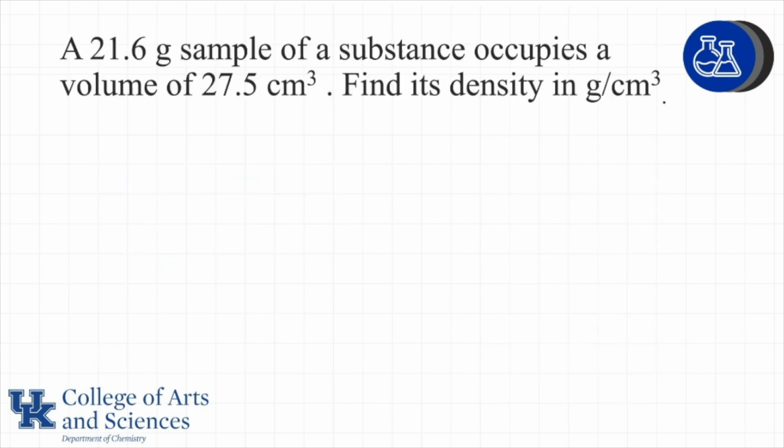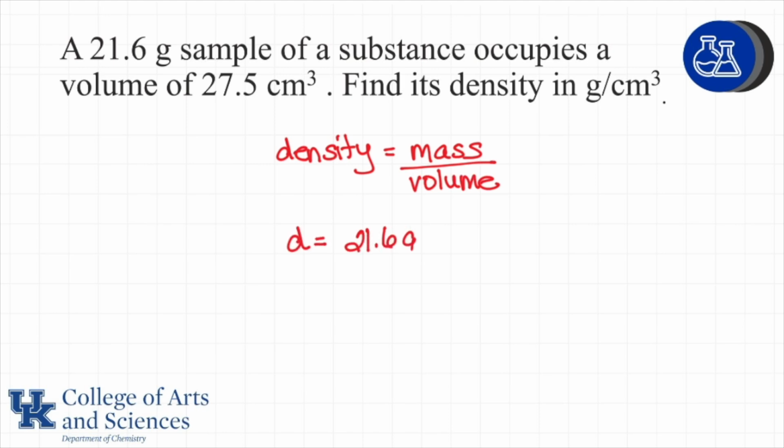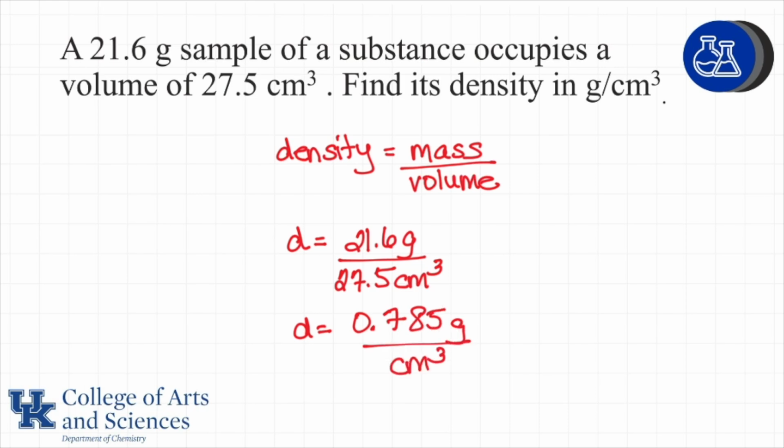A 21.6 gram sample of a substance occupies a volume of 27.5 centimeters cubed. Find its density in grams per centimeters cubed. The first thing we need to remember is, what is our density? Mass over volume. So to solve this, we can plug in the values, our 21.6 grams, our 27.5 centimeters cubed. We can divide that, and I've rounded that a little bit here, to 0.785 grams per centimeter cubed.